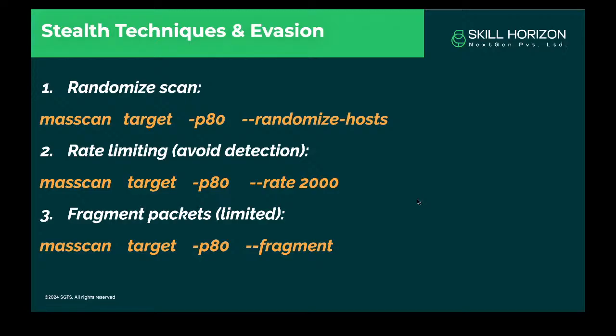Then the rate limiting, we already discussed it, to avoid detection. You can lower your rate, very much lower your speed, and it will be nearly impossible to detect by the filtration or firewall or IDS or IPS. You can also use another technique called fragment packets.